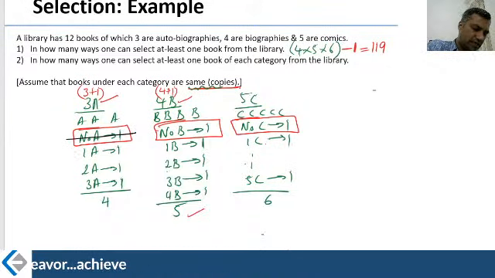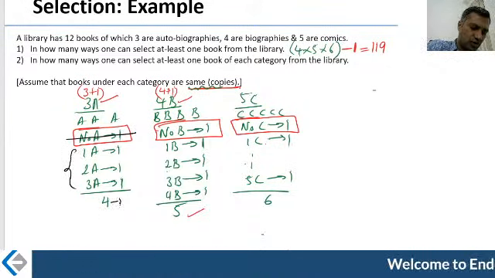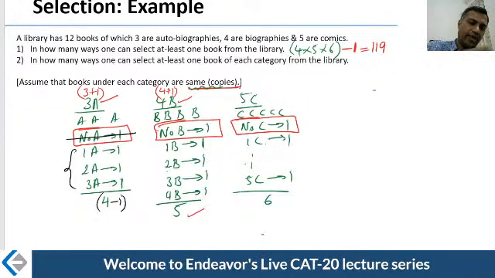At least one book of each category means this. Therefore, the first case is ruled out. So you will write 4 minus 1, that is nothing but 3 cases.